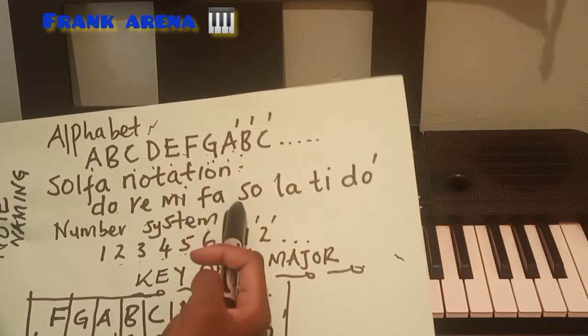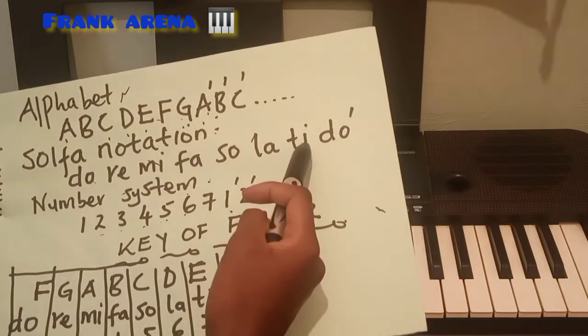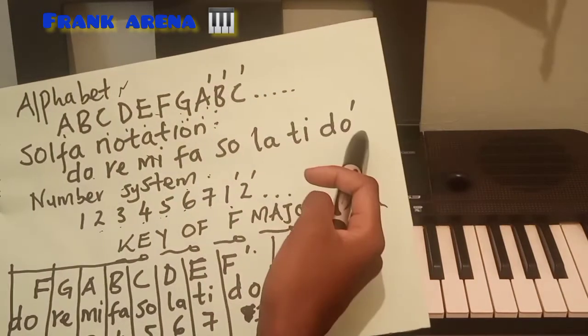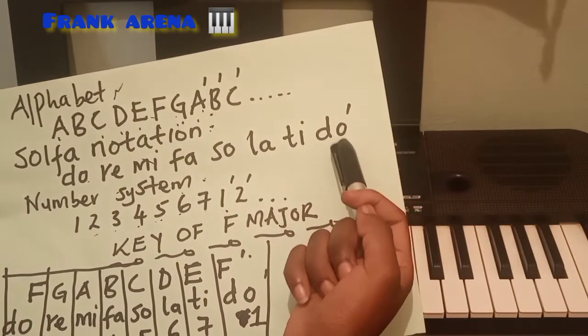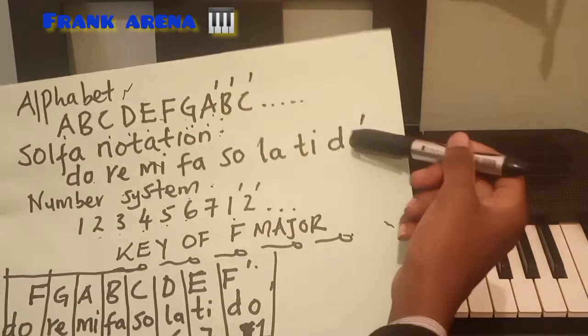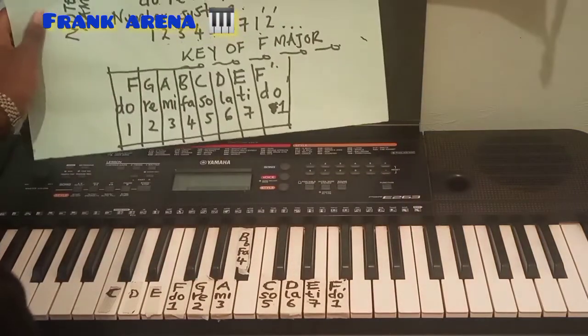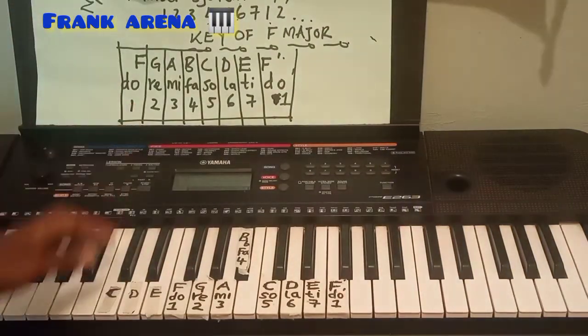So those are 7 notes. So you can see we have the do here. After the 7th one, we repeat again the do. That's why I have written this do with this sign, meaning that this do is higher than this do here.